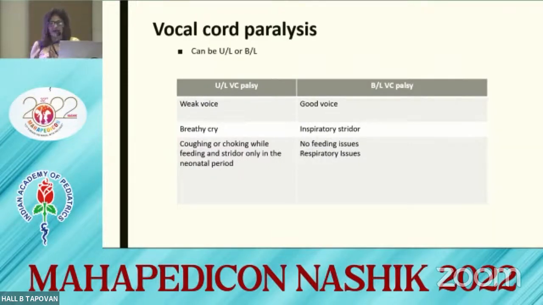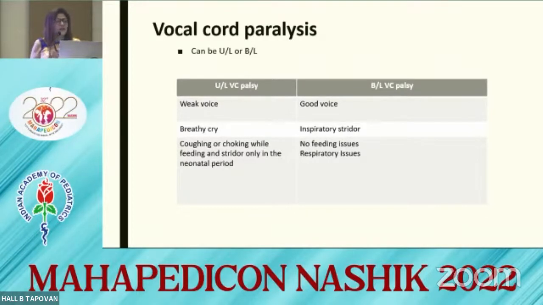Okay. You can have a unilateral vocal cord palsy. You can have a bilateral vocal cord palsy. You can have a mild palsy. You can have a complete palsy. If you have a mild palsy, what happens to the vocal cord? They don't abduct. So abduction is gone. A complete vocal cord palsy causes loss of abduction as well as adduction. So you have a static vocal cord.